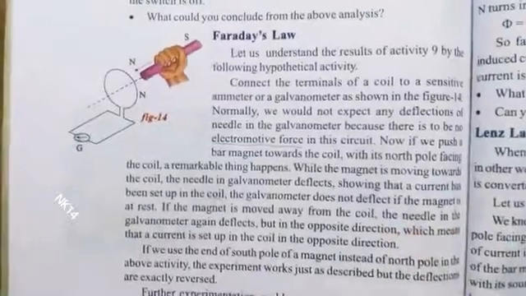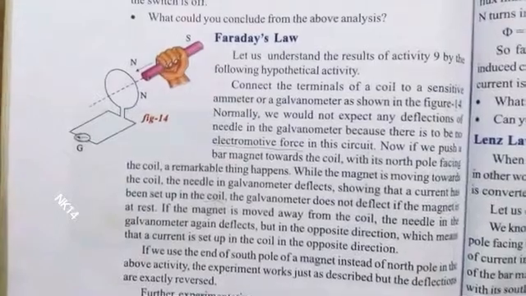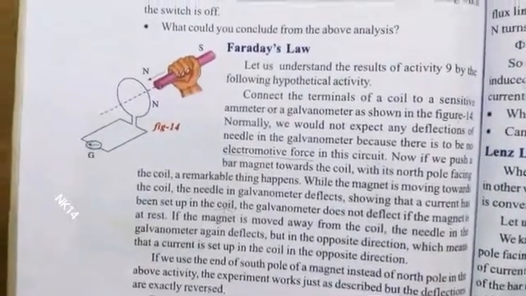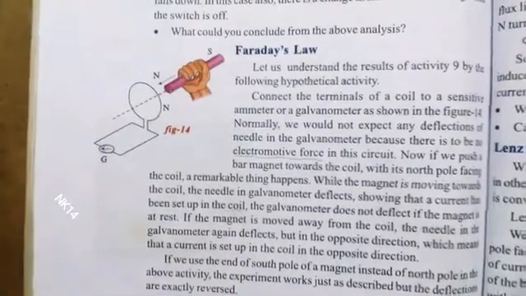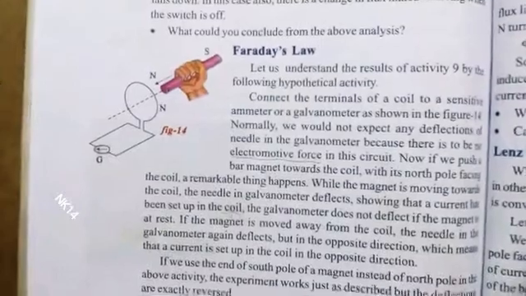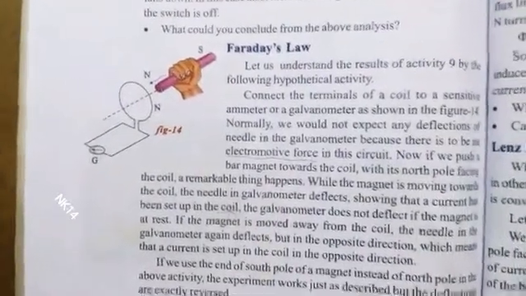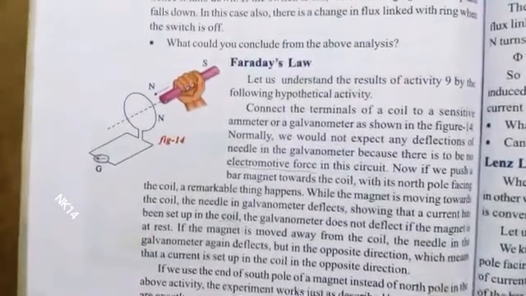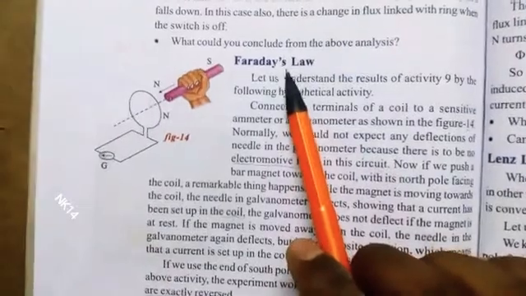Hi friends, in my previous two videos I have explained about production of magnetic field around the current carrying wire and around the current carrying coil. Now let's see production of current by using the change in flux of a magnet. So for this we will see Faraday's law. Faraday's law generally explains the induced current.